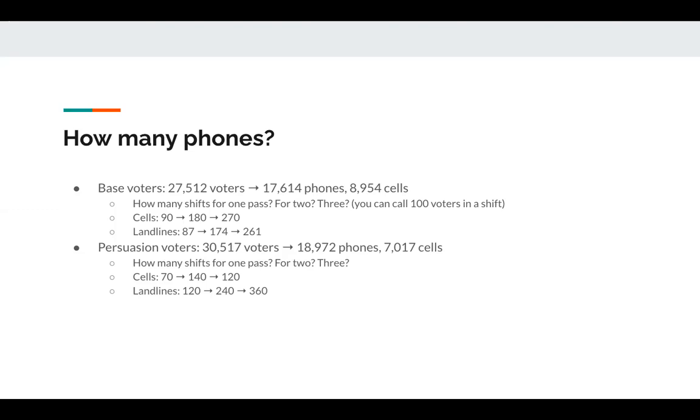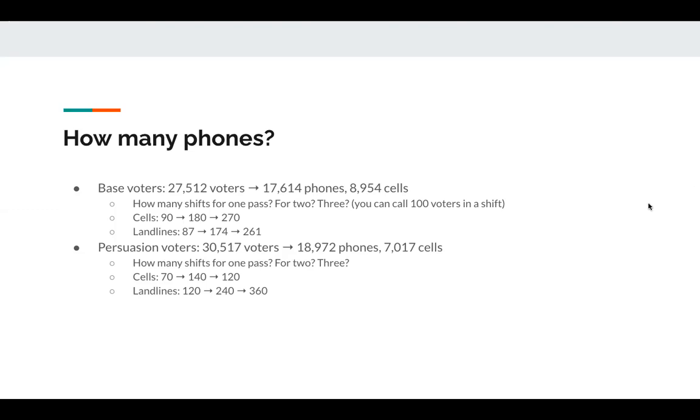Unlike the doors, with phones, it's easy to use different universes for different phone banks, and you can give out different missions to folks who really want to make calls to your base or persuasion universe. And you can see there that it would take 270 shifts to do 3 passes of the base cells, 120 for the persuasion cells. All that math is just there.